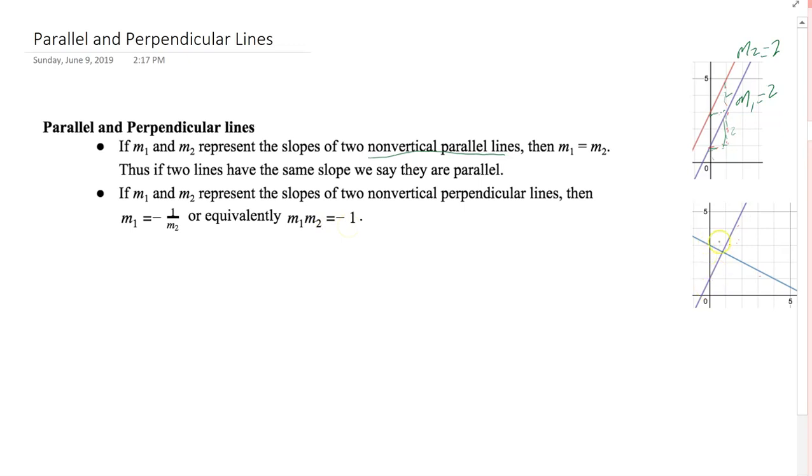Now let us check the slopes of the lines on this diagram and see if that meets the criteria for perpendicular lines. M sub 1, the slope of the purple line, is equal to 2. The slope of the blue line is down 1 over 2, so that's negative 1 half, so m sub 2 equals negative 1 half. 2 times negative 1 half equals negative 1, so because their slopes are negative reciprocals of each other, these two lines are perpendicular.